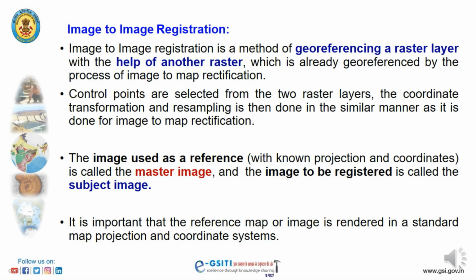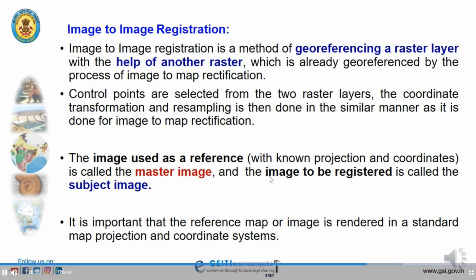Image to image registration. In image to image registration, it is a method of georeferencing a raster layer with the help of another raster layer, which is already georeferenced by the process of image to map rectification, which we have seen in the earlier slide.